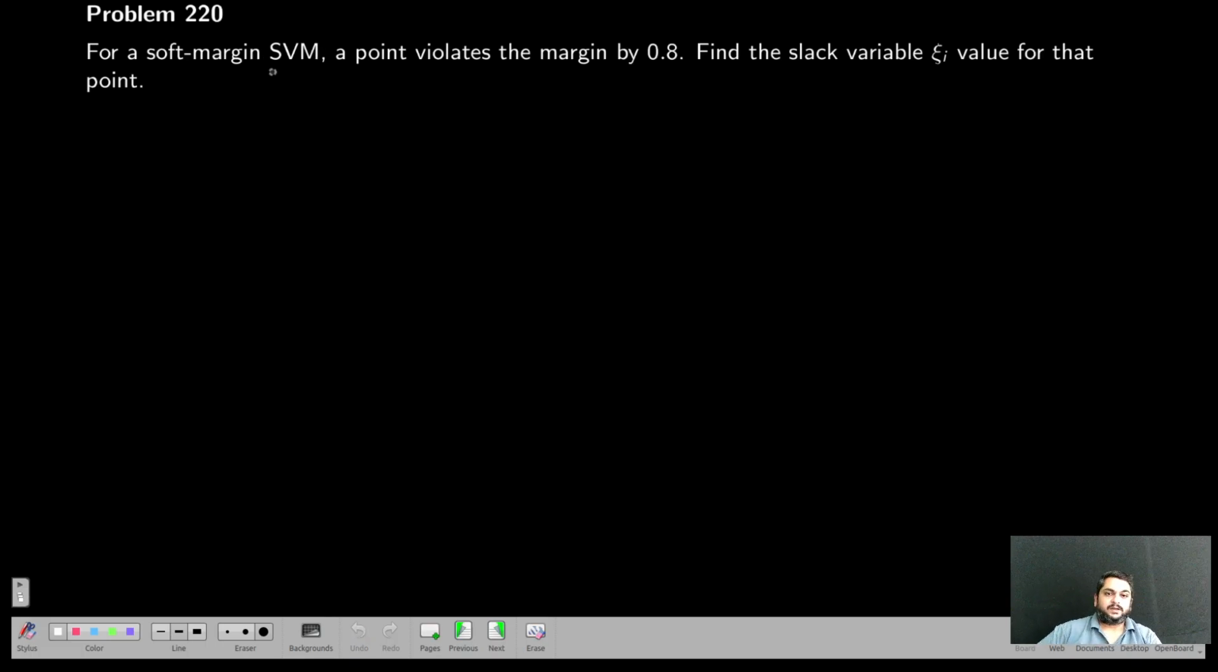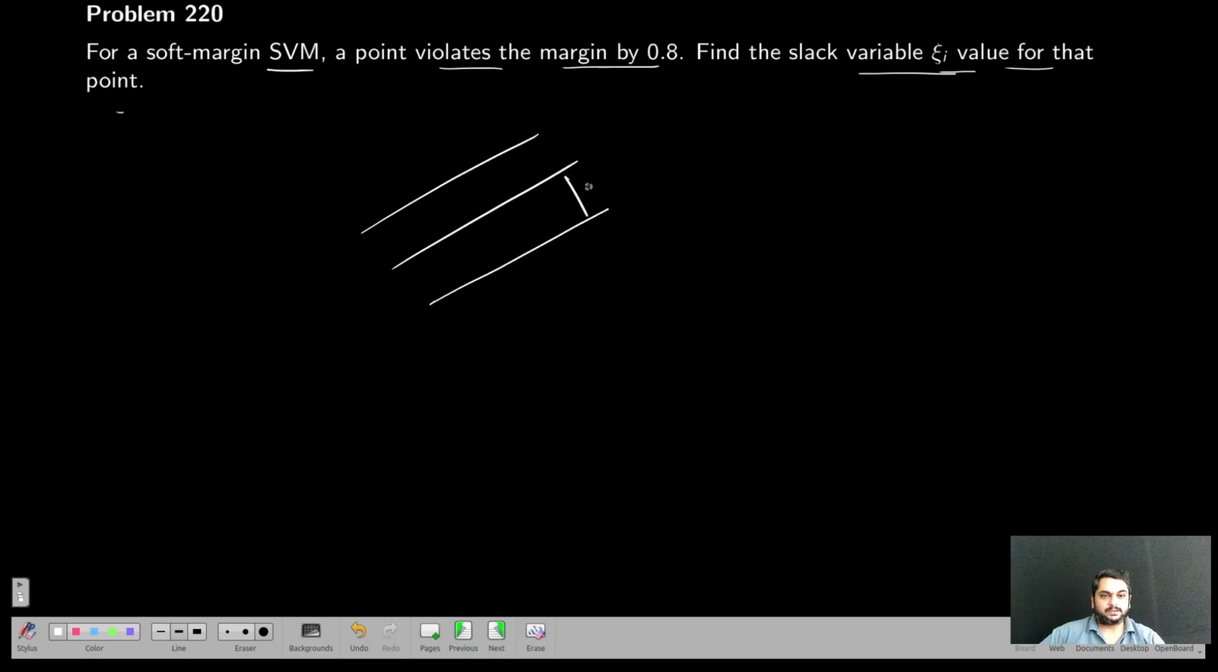For a soft margin SVM, a point violates the margin by 0.8. Find the slack variable zeta value for that point. So what they are saying is, a point violates the margin. The margin is 1. Let us say there is a point here. This violation they are saying is 0.8. This is nothing but my violation, zeta i, for that. So zeta i is equal to 0.8 only.